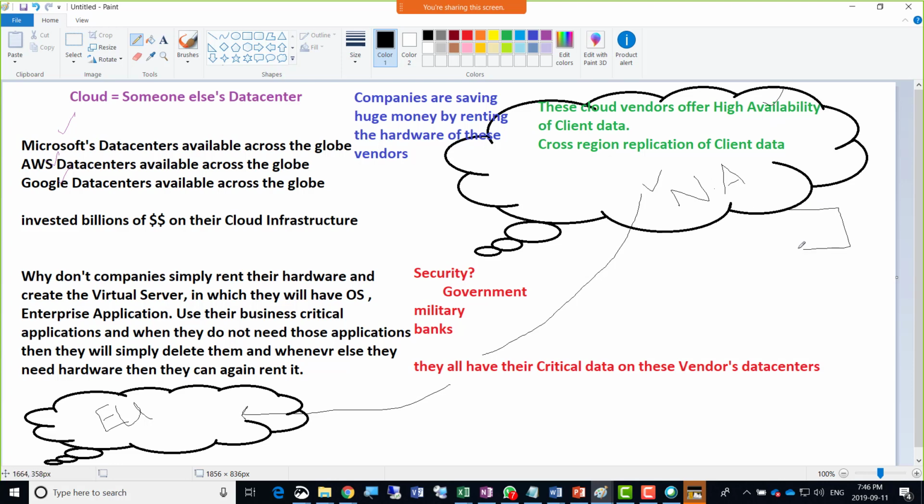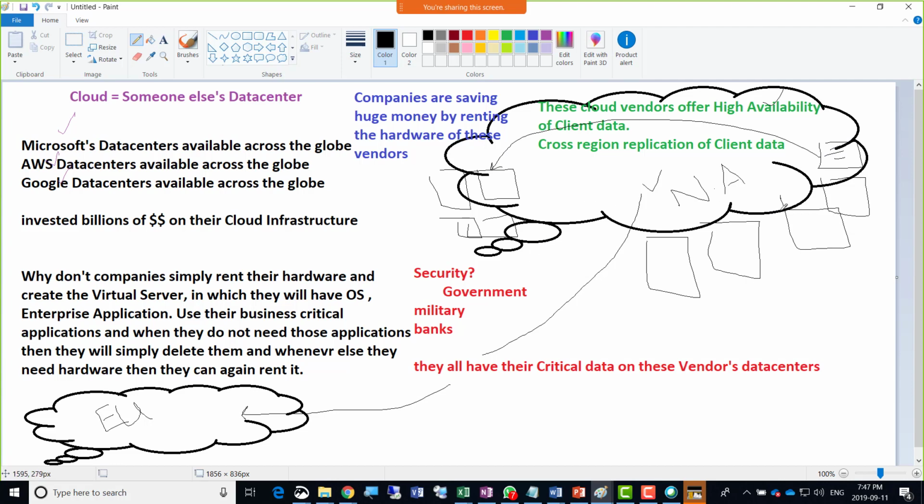If there is any disaster in the data centers on the North American side, they will still have their data. Suppose there's a disaster on the East Coast, a hurricane. There was Hurricane Dorian, which has battered the East Coast. If the data centers on the East Coast were affected, the West Coast also has AWS, Microsoft, and Google data centers. So all the data would be highly available on the West Coast as well, right?